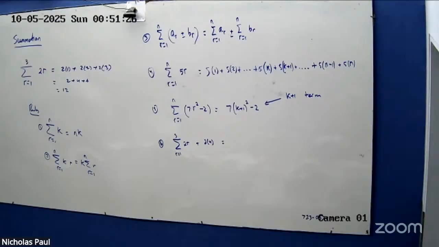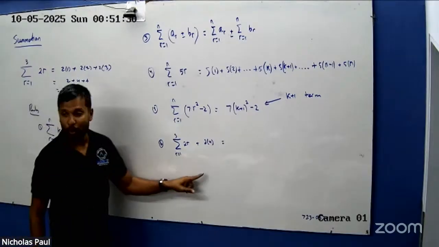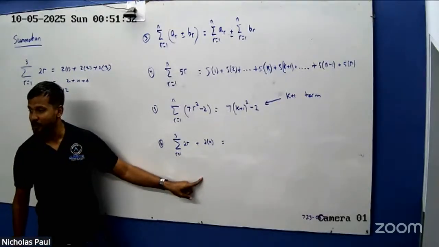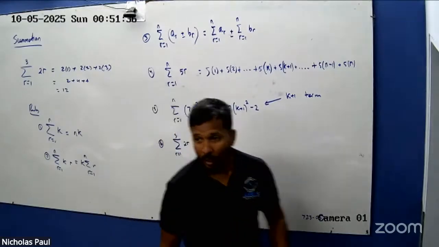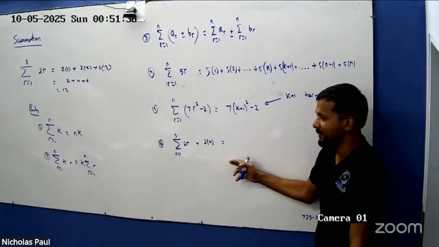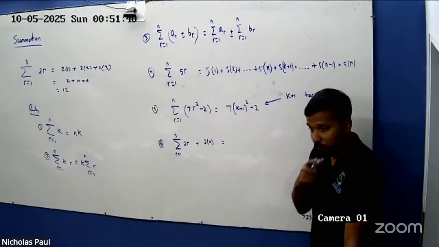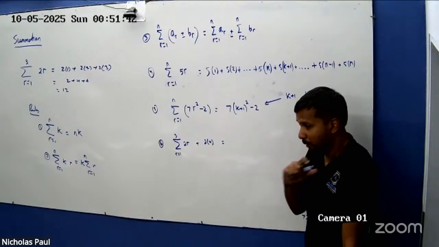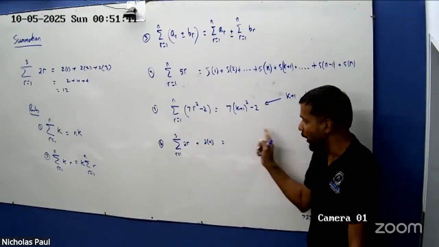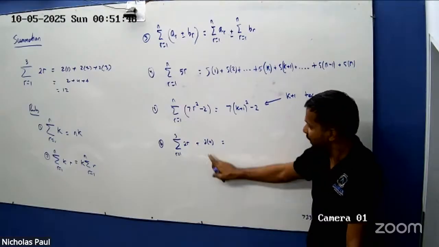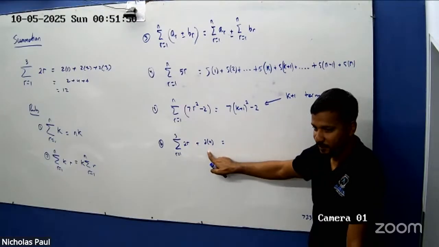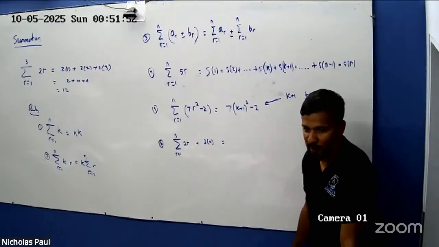Right, so here what I want, right? I don't want the answer. I want to be able to write this in summation form. I want to combine these two into one summation. Ask yourself what is this? And then you might be able to put them together. Might.